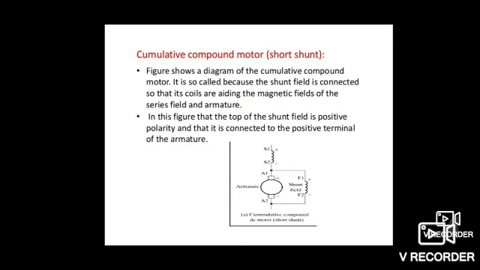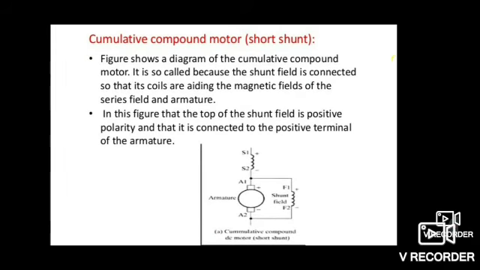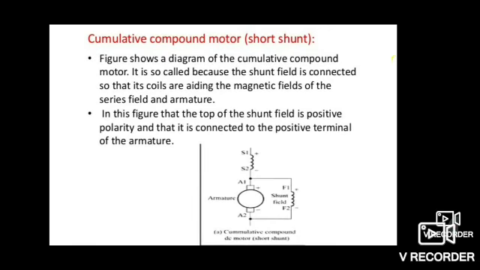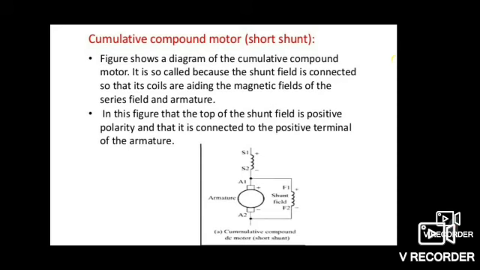Cumulative compound motor. The figure shows the diagram of the cumulative compound motor. It is so called because the shunt field is connected so that its coils are aiding the magnetic fields of the series field and armature. In this figure, the top of the shunt field is positive polarity and it is connected to the positive terminal of the armature. So, it is called a cumulative compound motor.